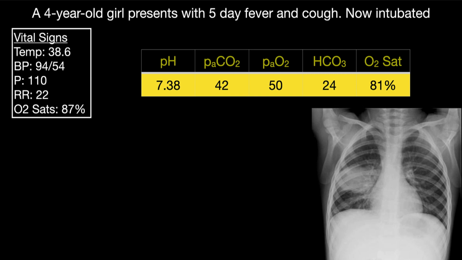So now I have a girl who has a pH of 7.38. Her CO2 is 42. Her PaO2 is 50. Her bicarb is 24. And her oxygen saturations on this blood gas are 81%. Does she have a respiratory or metabolic acidosis? She does not. So I go to the 5th step in interpreting a blood gas, and that is the PaO2. Is 50 normal?